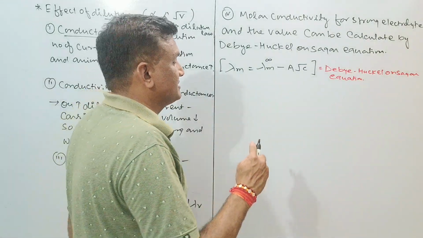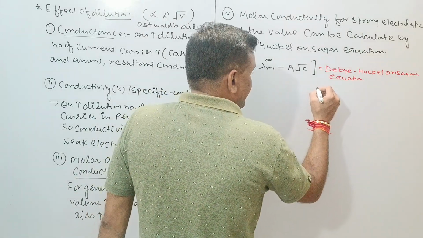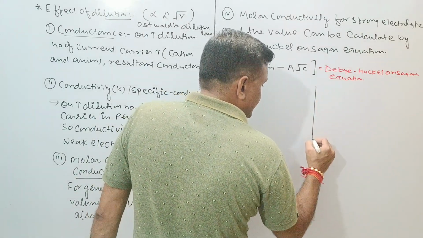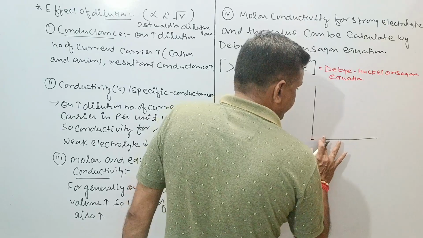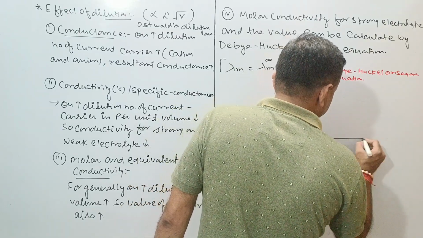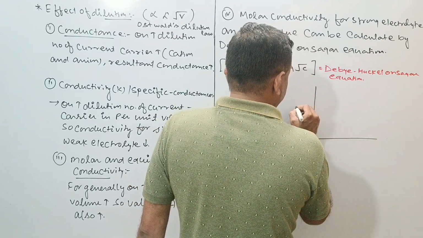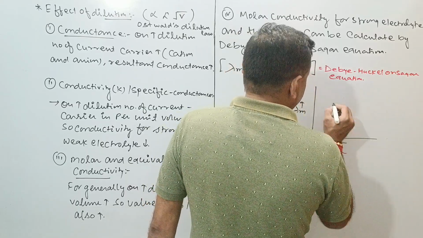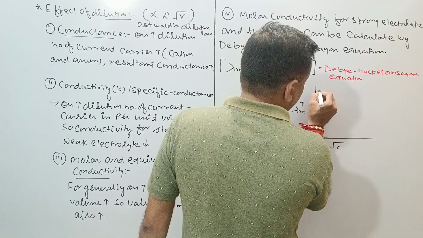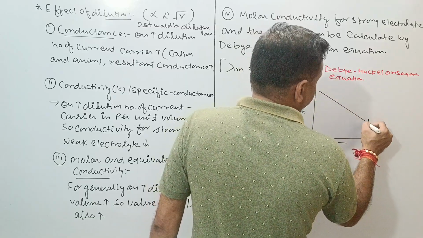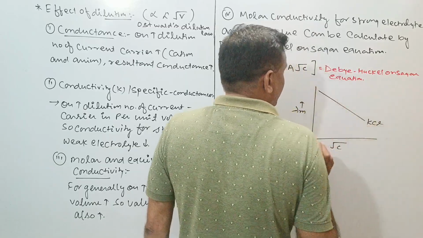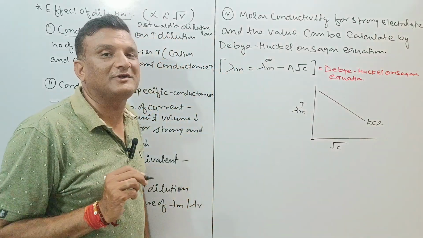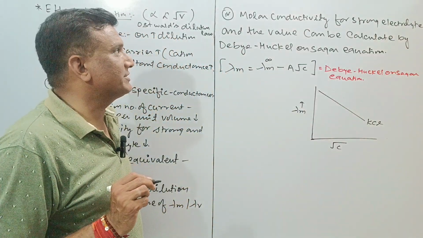If we go with the graphical representation, this is the molar conductivity lambda m, and this is the concentration c. Then for the strong electrolyte the graph will be as follows. We can take KCl as a strong electrolyte. This was about the strong electrolyte.